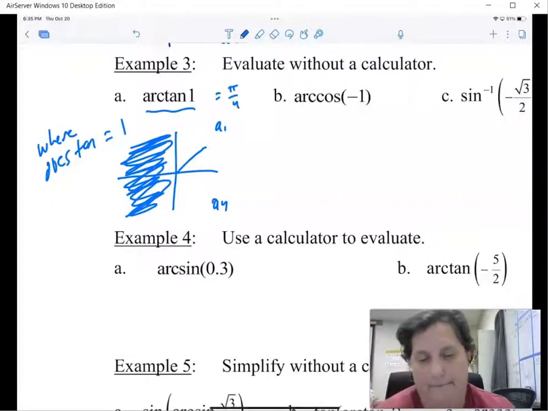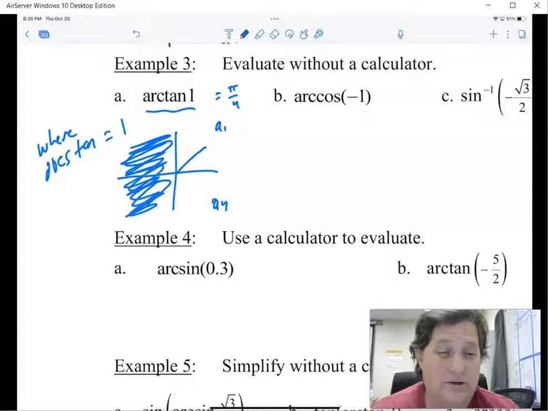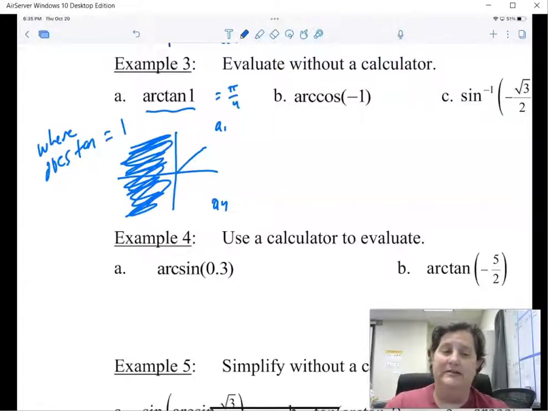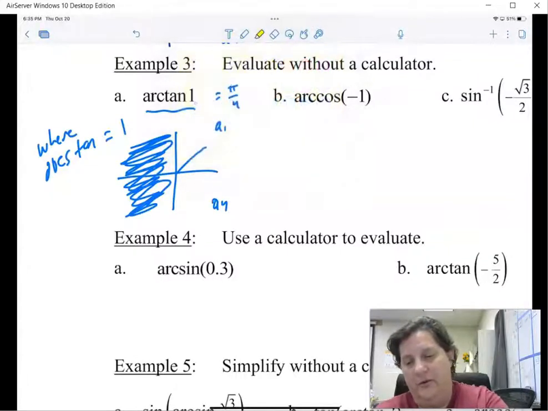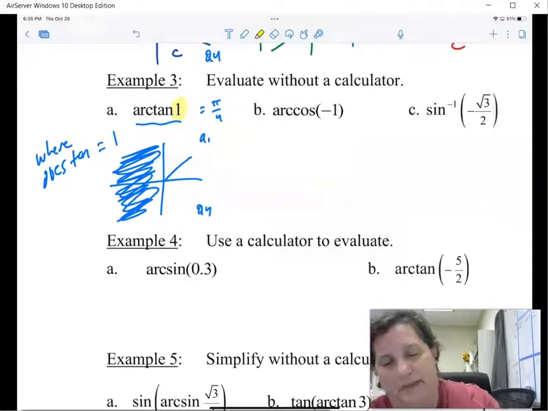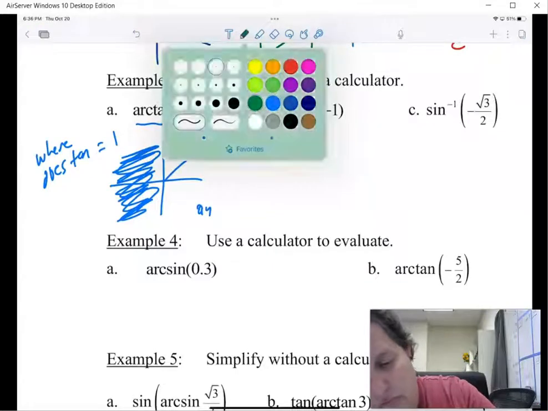And that's cool. I'm done. When you're dealing with positive angles, they're pretty easy because they're always in quadrant 1. Or positive numbers right here, I should say. When you're dealing with positive numbers, they're always in 1. Okay, let's look at this next one.